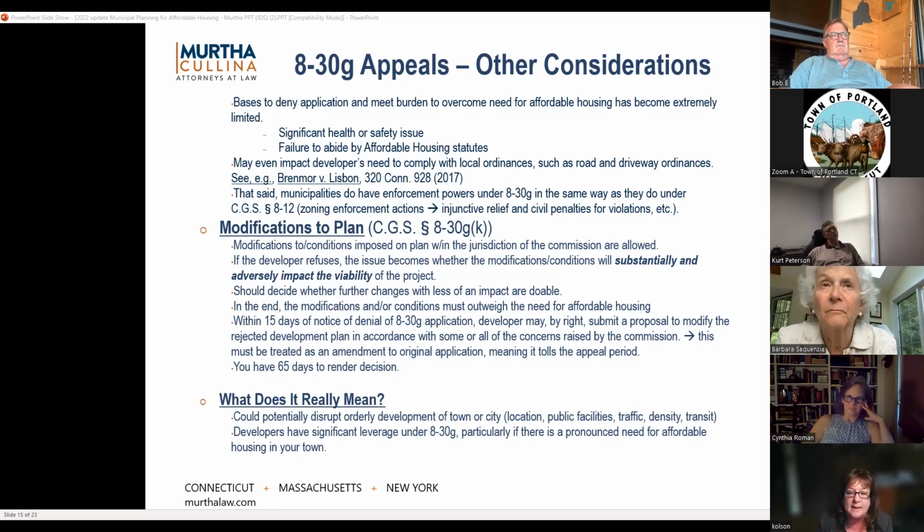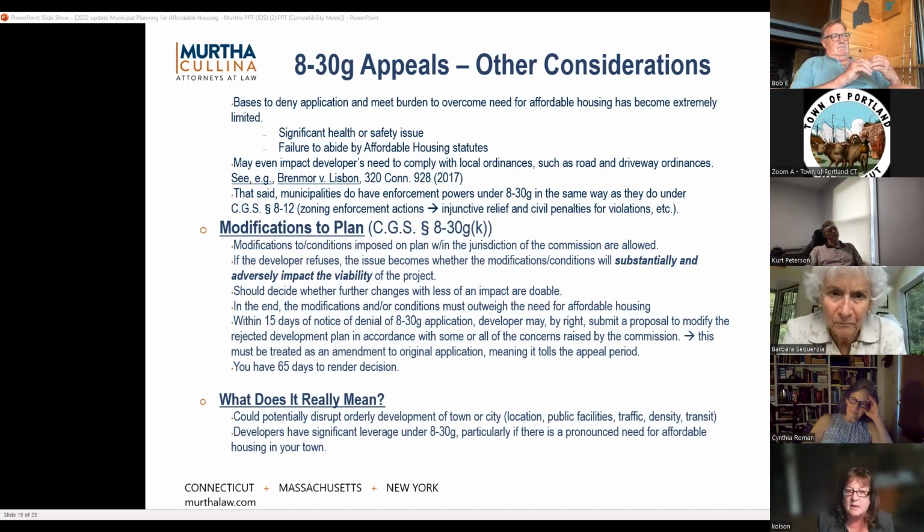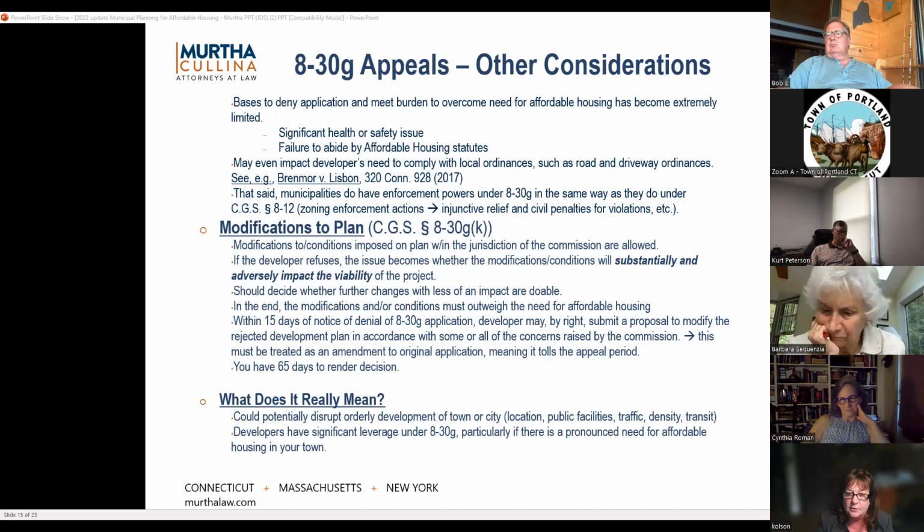You may have spent, I don't know, a year on your plan of conservation and development and decided where multifamily housing is best suited. And they could come in and put it smack dab in the middle of a commercial zone that you had designated for some greater commercial purpose. Okay. And again, developers have significant leverage. So what are we going to do about it? Next slide, please.